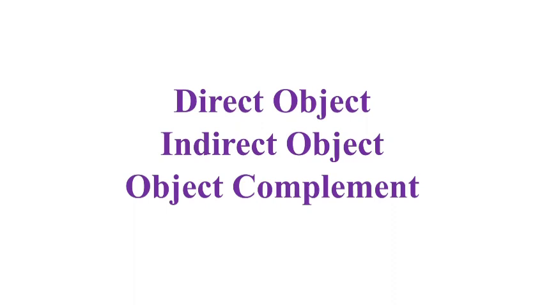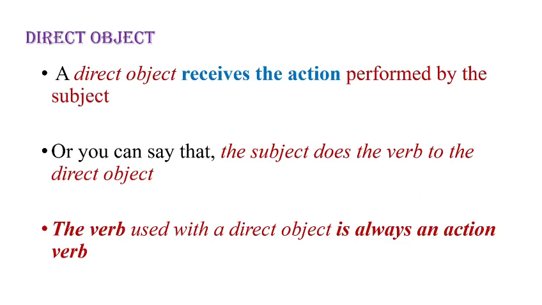So, today our topic of discussion is direct object, indirect object, and object complement in basic grammar. So, first, what is a direct object? You can say a direct object receives the actions performed by the subject. Or in other words, the subject does the verb to the direct object. And the verb used with the direct object is always an action verb.